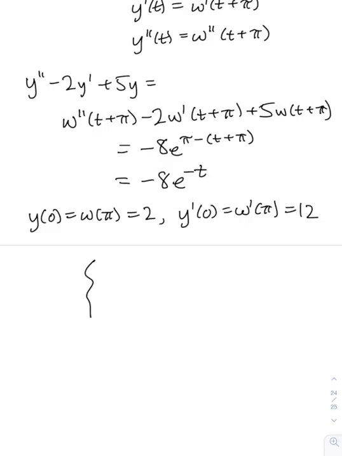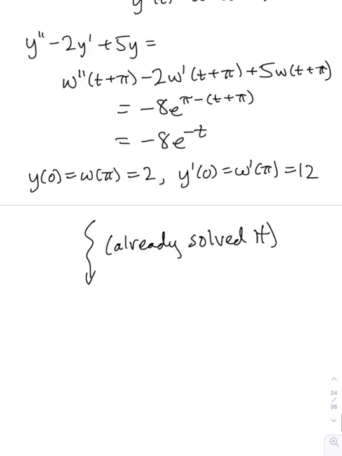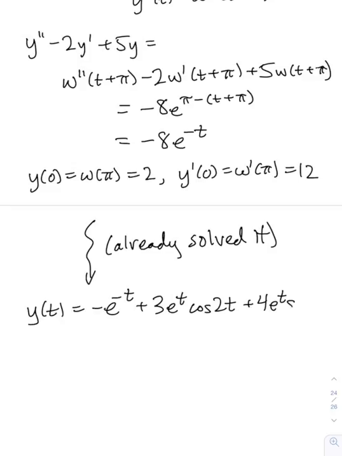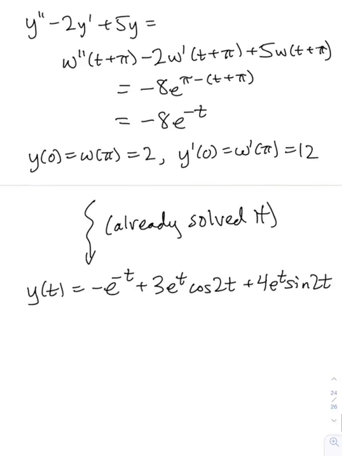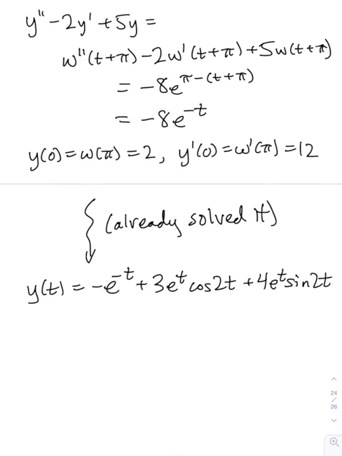Well, we already solved this exact example. So we can just write down the solution from before. The solution from before was y of t equals negative e to the negative t plus 3e to the t cosine 2t plus 4e to the t sine of 2t. So that's the solution to the new differential equation that we made.